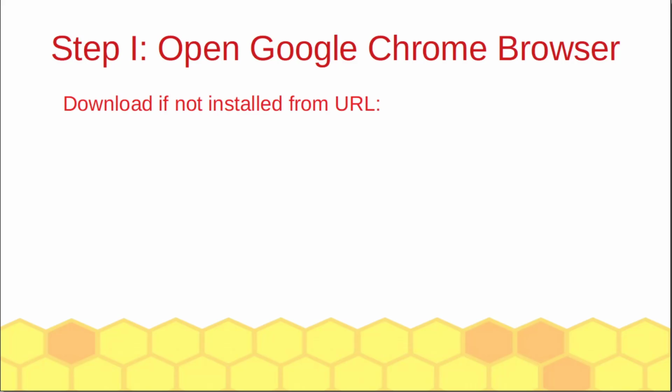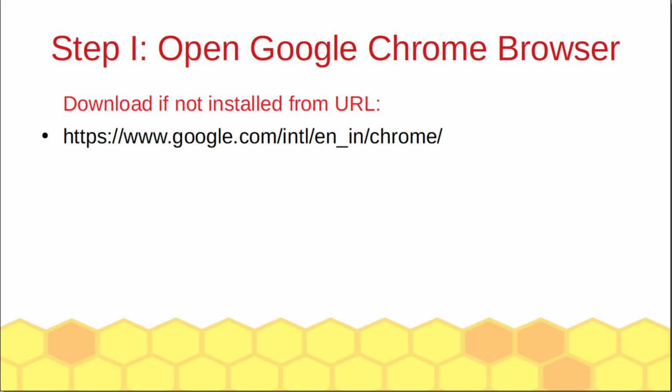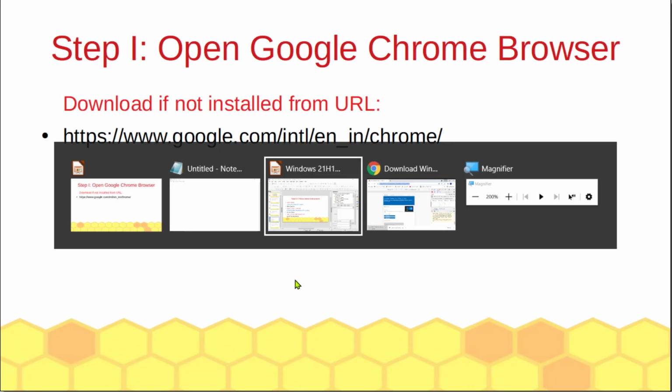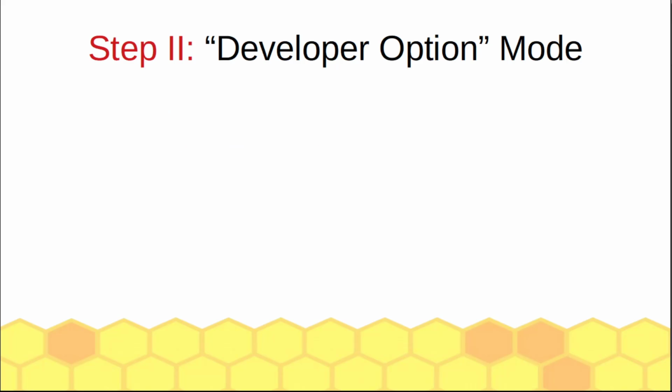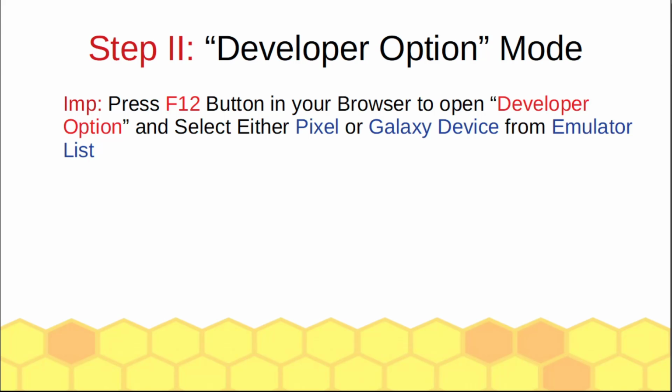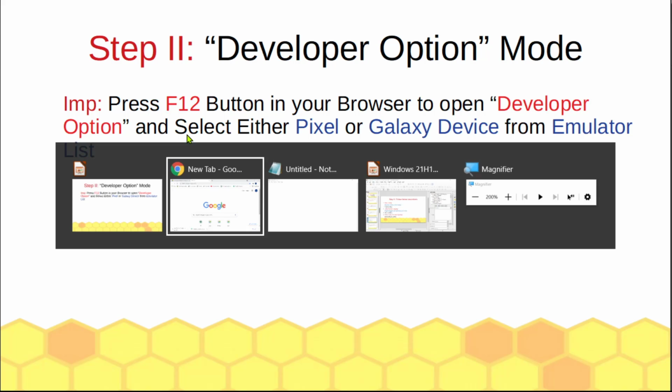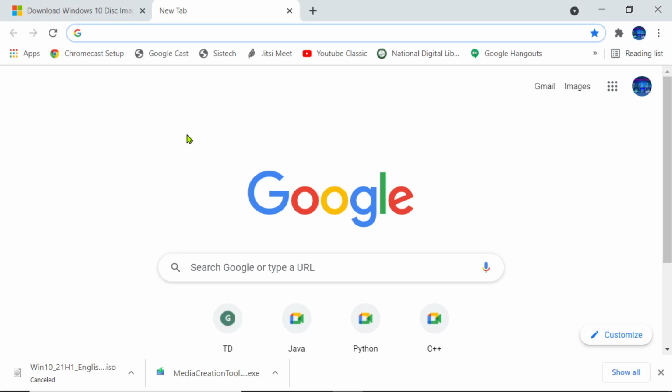First open Google Chrome browser. If not installed, download from the given URL. Let's open Google Chrome. Once open, we need to choose developer option. For it, press F12 button or key. I am pressing F12 key.